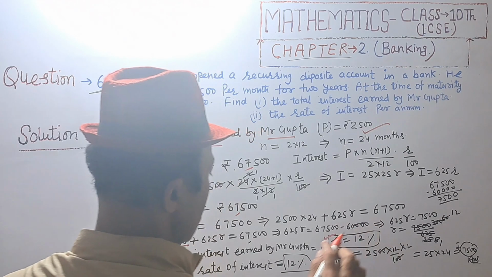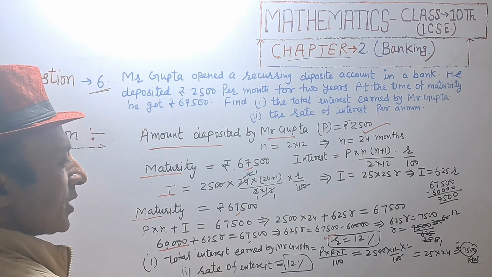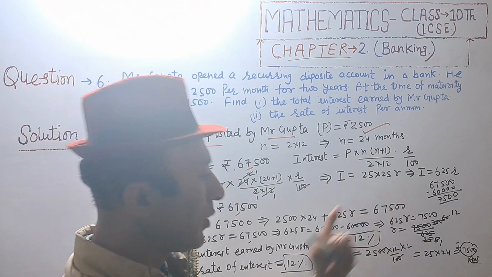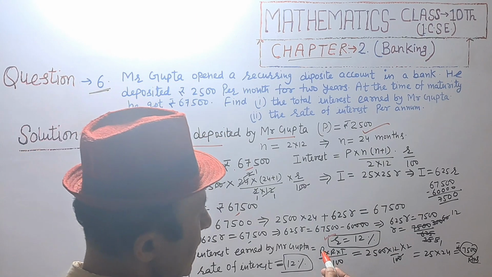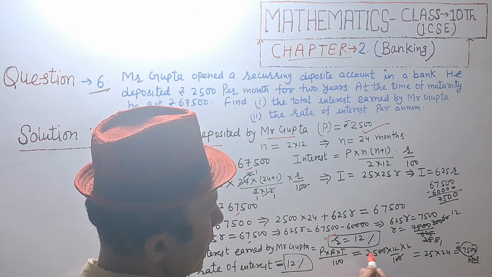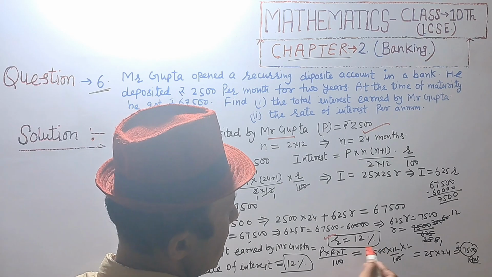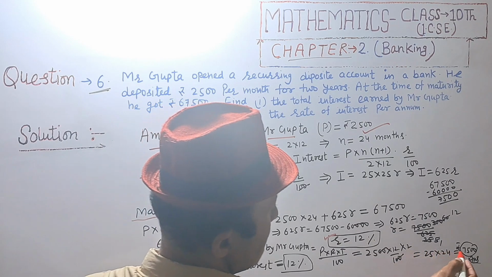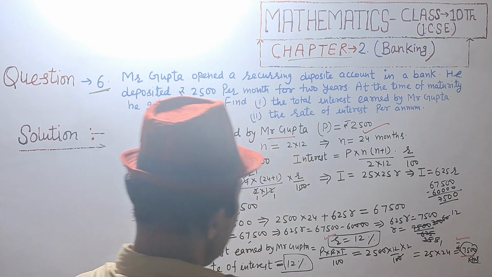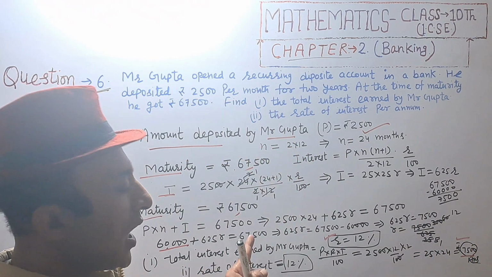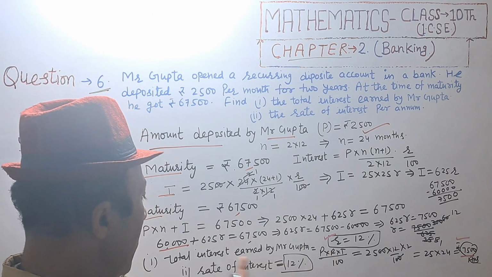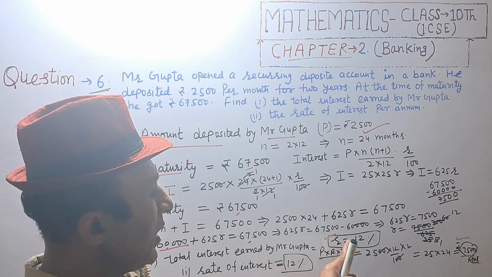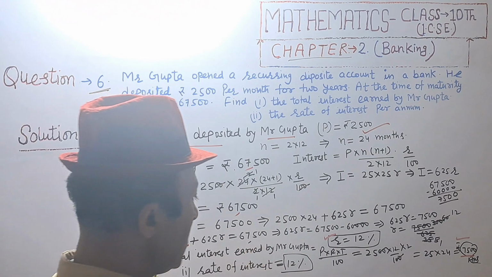Rate of interest is 12%, and total interest earned by Mr. Gupta is 7,500, and we can write it as P into R into T upon 100. 2,500 is P, rate of interest is 12%, and time is 2 years. We get 7,500 rupees. Total interest earned by Mr. Gupta, and rate of interest we get 12%. Answer.